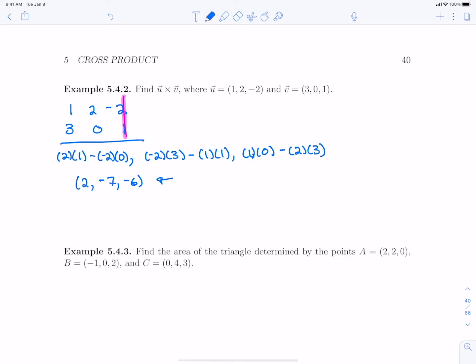We could also notice that if I took u and did the dot product with this, 2, negative 7, negative 6, or v and did the dot product with this, 3, 0, 1, in both of these cases my answer is 0. And that is a way to show that what I did for the cross product is actually correct, because the cross product gives me a vector that's orthogonal to both, and it's orthogonal if the dot product equals 0.